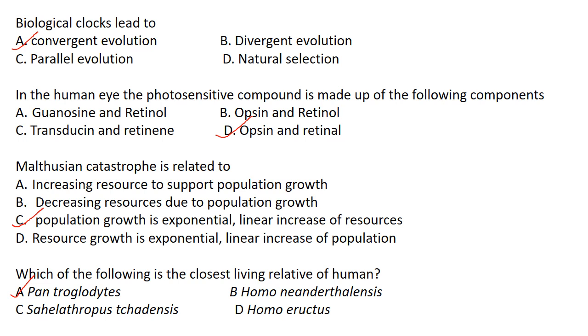Then next one. Which of the following is the closest living relative of human? It is Pan troglodytes. It is chimpanzee. This is the zoological name for chimpanzee. So the answer here is Pan troglodytes.